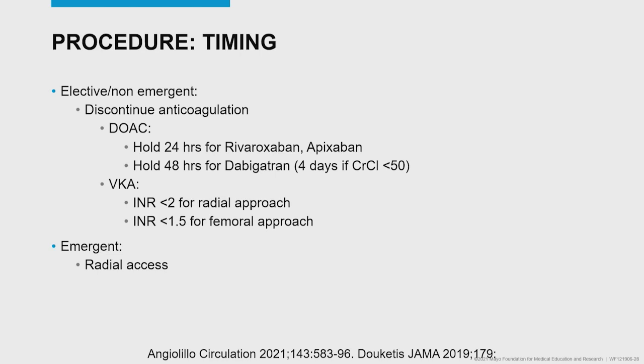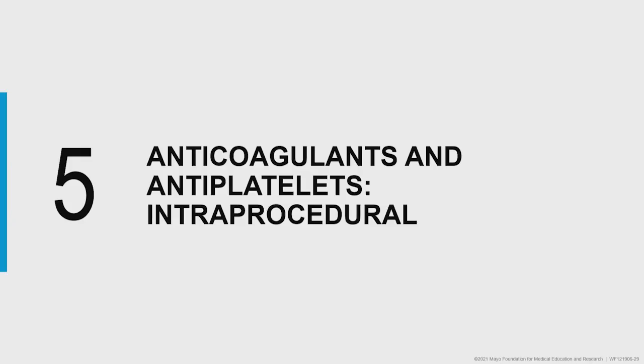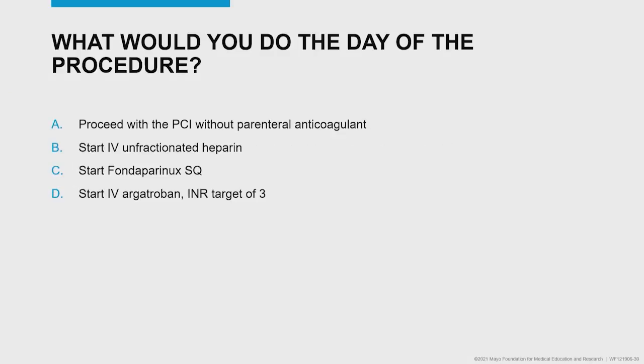For emergent procedures, using the radial access is the way to go due to the lowest risk of bleeding. During the procedure, what would you do the day of the procedure with this patient? Proceed with the PCI without parenteral anticoagulant. I'm assuming that we stopped the anticoagulant because we were not in a rush to get to the procedure. Start IV unfractionated heparin, start fondaparinux, or start IV argatroban for an INR target of 3.